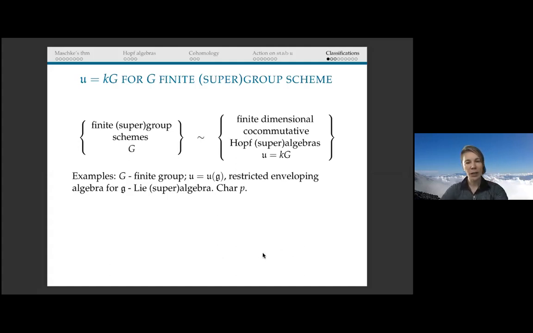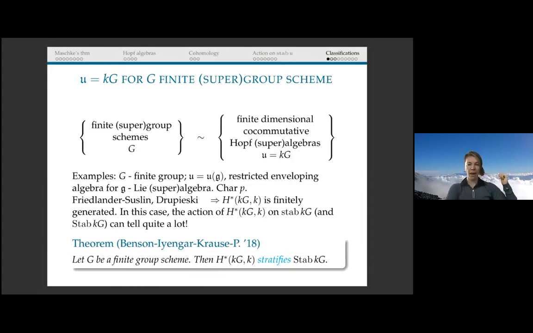And I want to talk a little bit first about the case of finite group schemes. I sort of defined what they were from a geometric perspective, but basically the category of finite group schemes or supergroup schemes is equivalent to a category of finite dimensional co-commutative Hopf algebras, by going from a group scheme to its group algebra. The important condition here is co-commutative, so the co-product satisfies the co-commutativity property. In particular, the category we look at here is symmetric. And this includes finite groups, restricted enveloping algebras, Lie superalgebras, and finite group schemes in general.